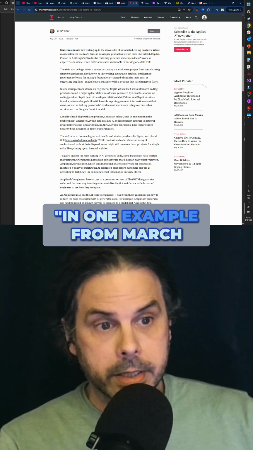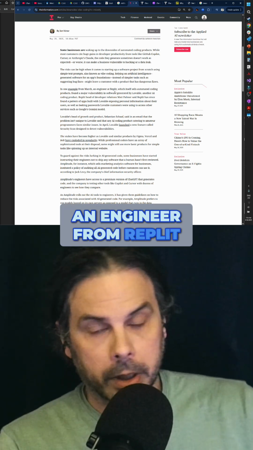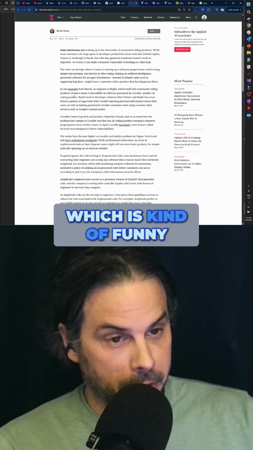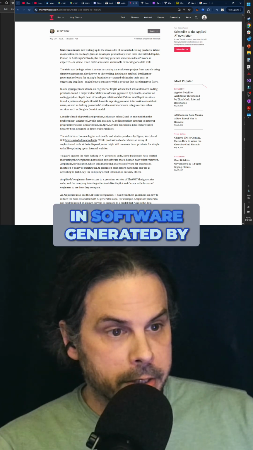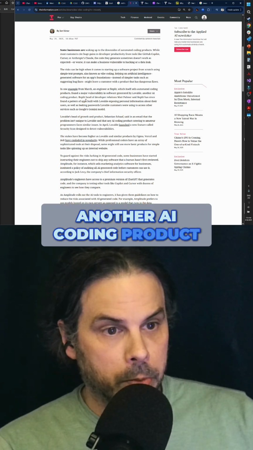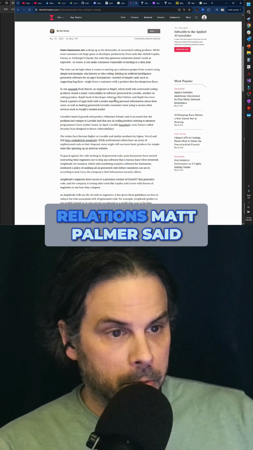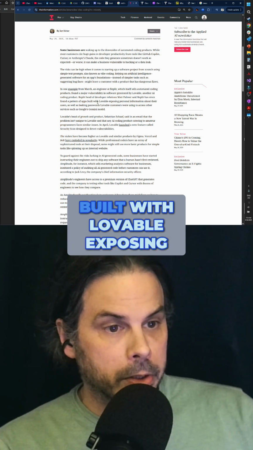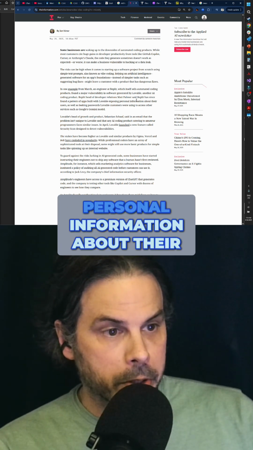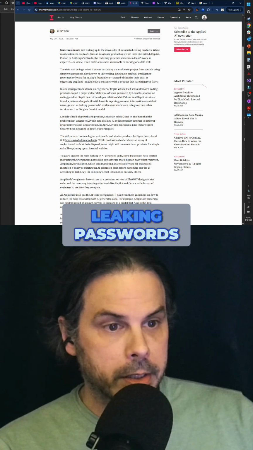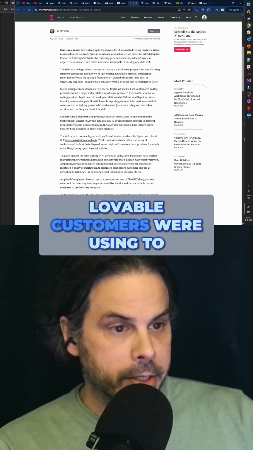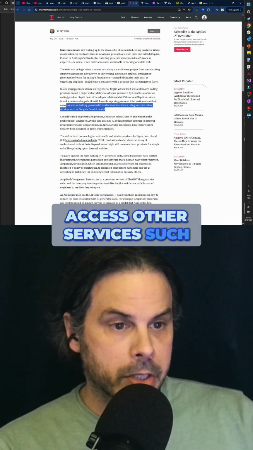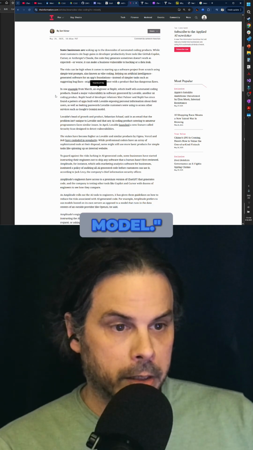So in one example from March, an engineer from Replit, which itself sells automated coding products, which is kind of funny, found a major vulnerability in software generated by Lovable, another AI coding product. Replit head of developer relations, Matt Palmer, said Replit had since found a pattern of apps built with Lovable exposing personal information about their users, as well as leaking passwords Lovable customers were using to access other services, such as Google's Gemini model.